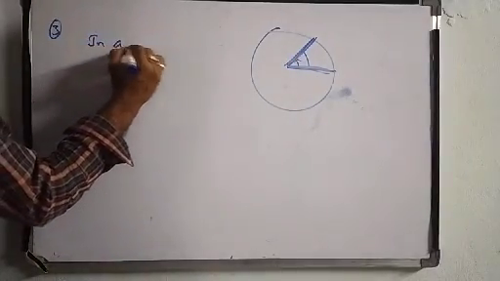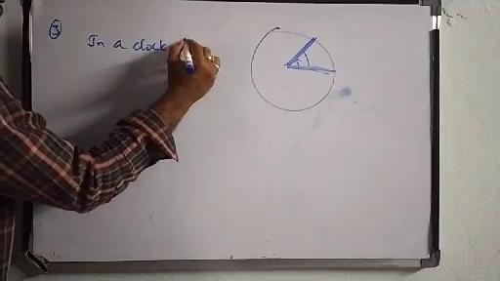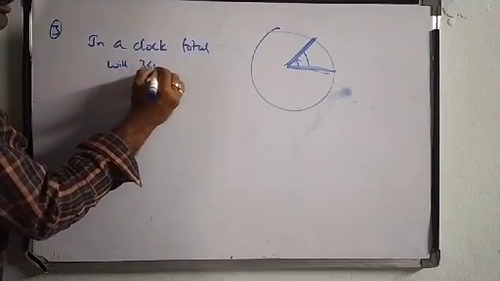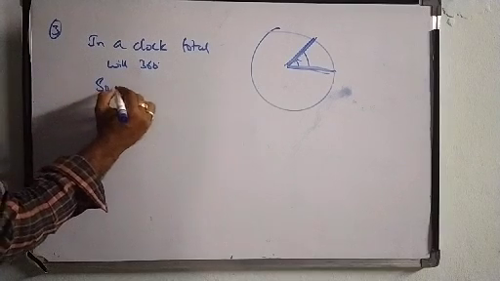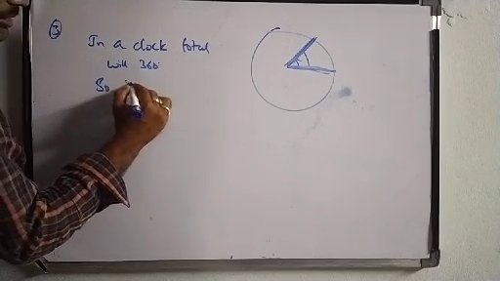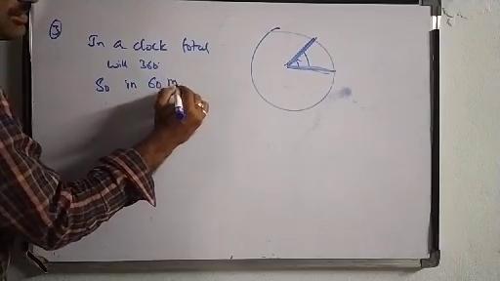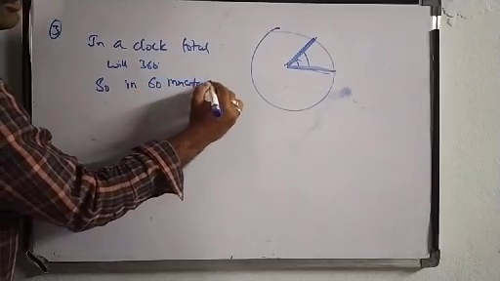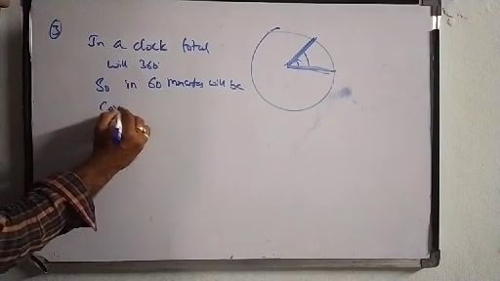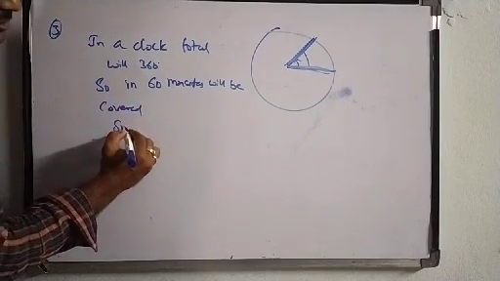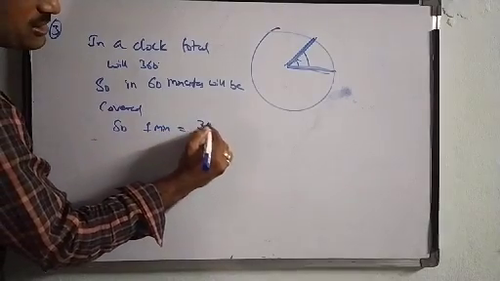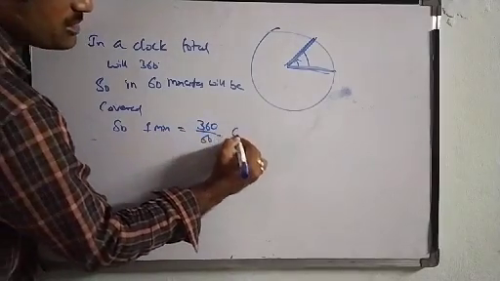So in a clock, the total will be 360 degrees, which will be covered in 60 minutes. So 1 minute is equal to 360 by 60, which is 6 degrees.